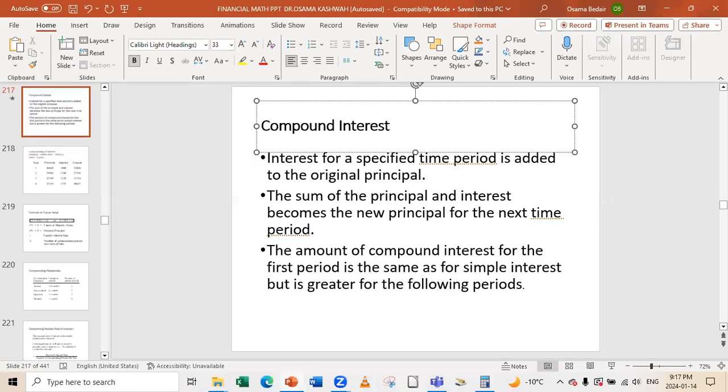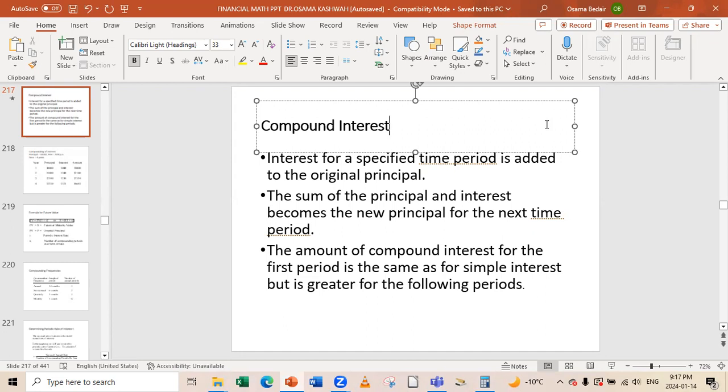A new lecture, a new part in the compound interest. And we will talk today about the compound interest. The difference between compound interest and the simple interest is very easy. Usually, compound interest takes into consideration to add the interest of the previous period into the origin or the principal.